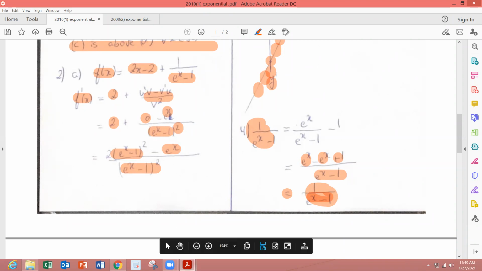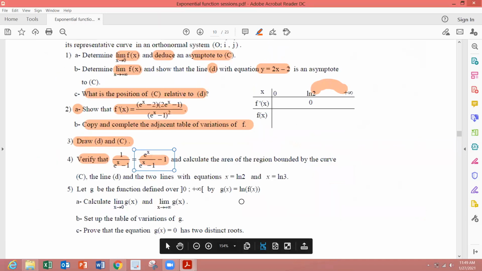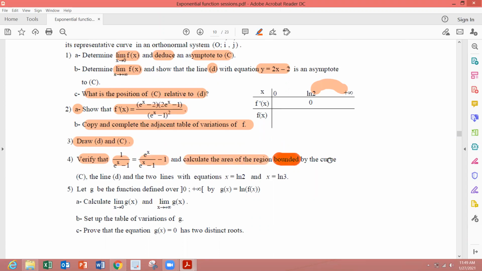Now, he comes back and tells us, in this exercise: calculate the area of the region bounded by the curve C, line D, and the two lines of equation x equal ln 2 and x equal ln 3. How to calculate the area?